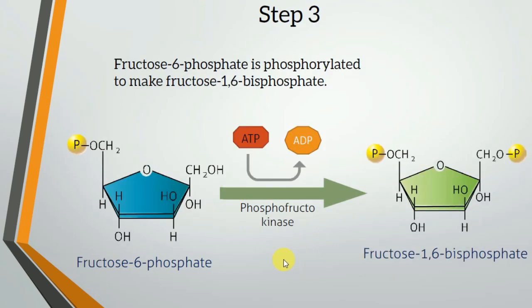In step 3, phosphorylation is needed again. We need another molecule of ATP, which will convert into an ADP molecule, and the enzyme required is phosphofructokinase. Hence fructose 6-phosphate is phosphorylated into fructose 1,6-bisphosphate. You can see that at carbon number 1 and carbon number 6 phosphate groups are attached.